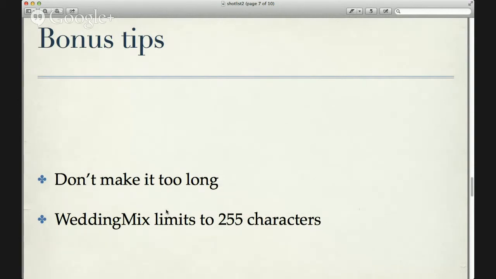So you can imagine, your friends, it would be too much. It's wonderful that you want to capture all that, but it's going to be too much for your friends. And probably even if the shot list is just for your photographer or videographer, that might be too much. So the Wedding Mix app does limit it to 255 characters, but you just want to think what's manageable and just get the most important moments to you.